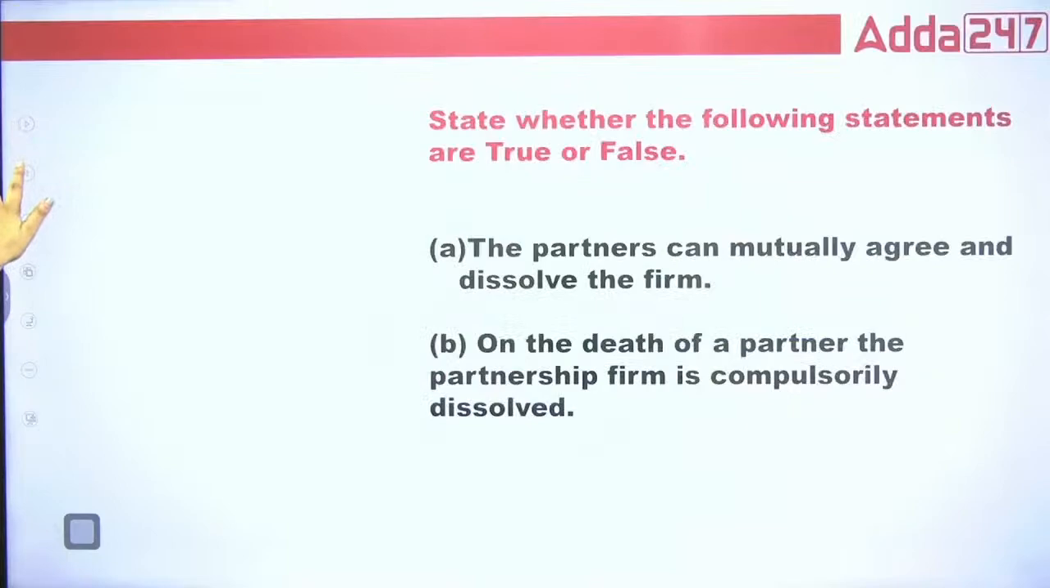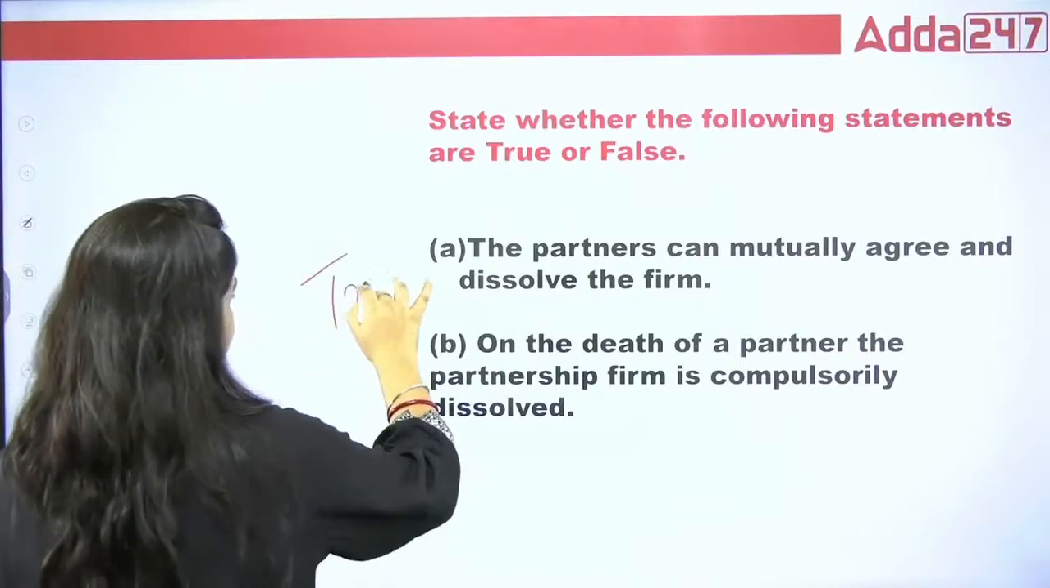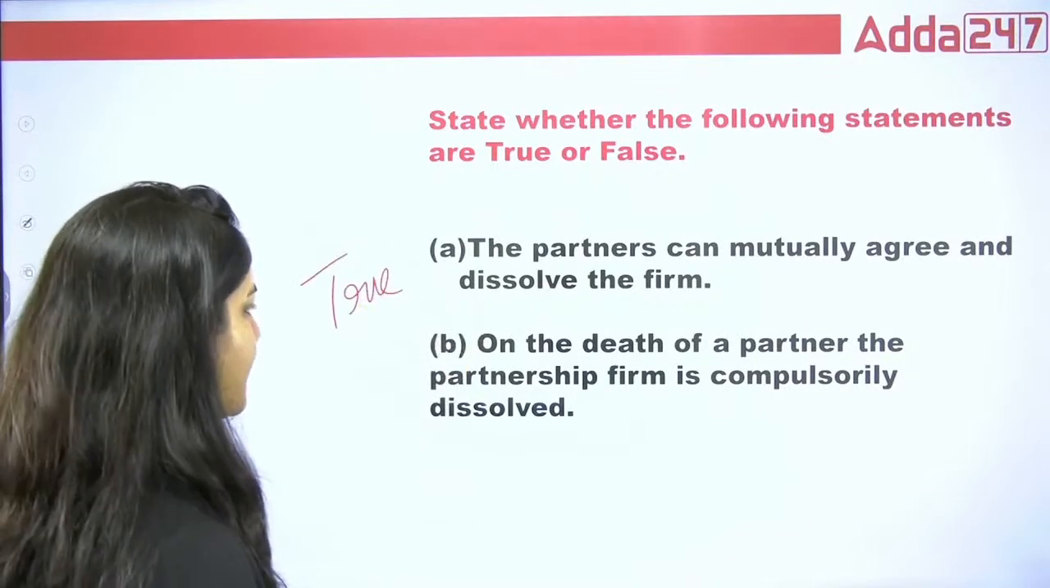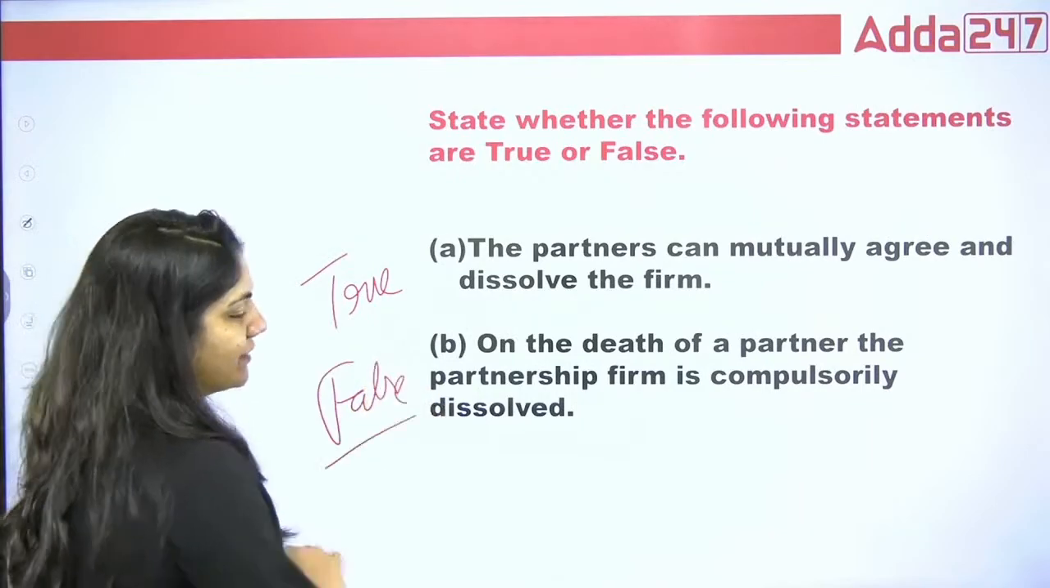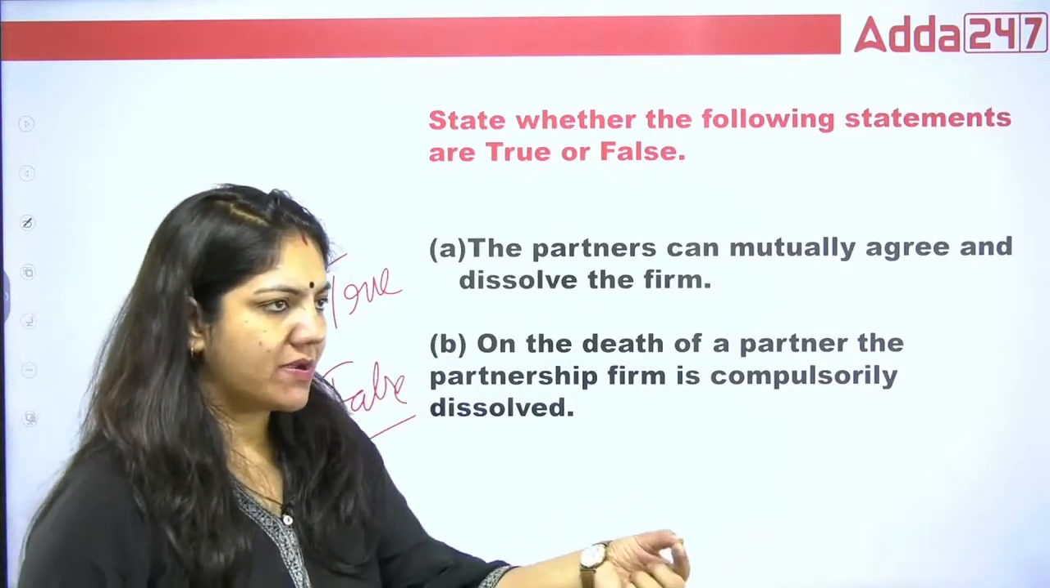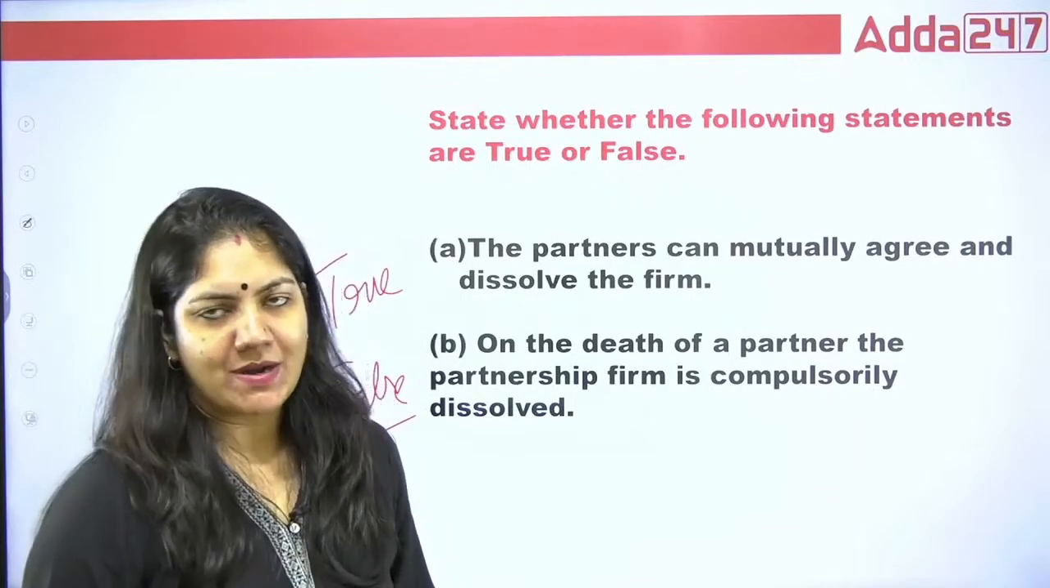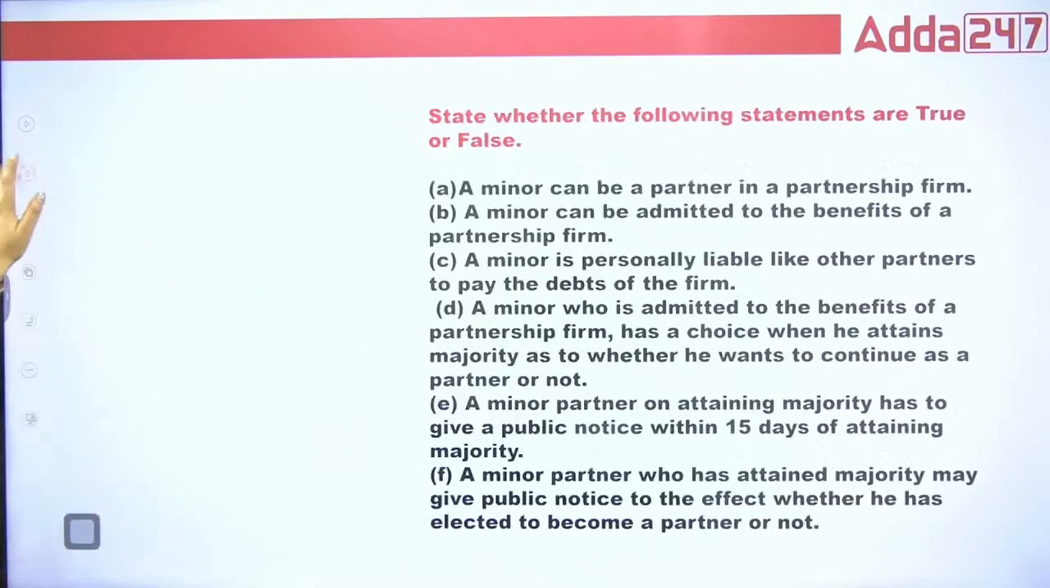Okay. First of all, just see. The partners can mutually agree and dissolve the firm. Say yes or no. That is true. On the death of a partner, the partnership firm is compulsorily dissolved. That is not true, because it may be possible that in the partnership deed it is written that if one partner dies, we will continue the partnership firm. So that's why this is false. Now, this one. Tell me, guys.